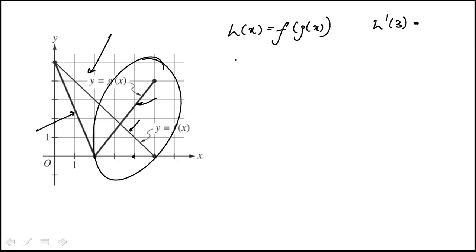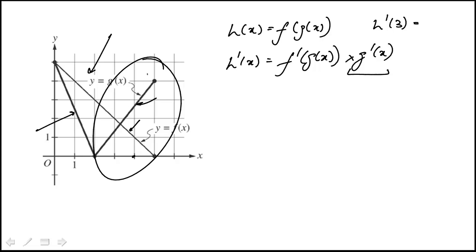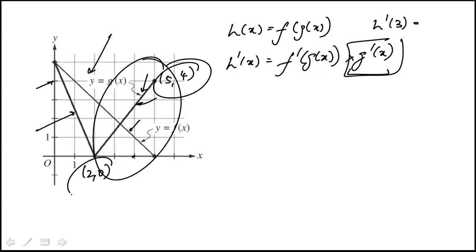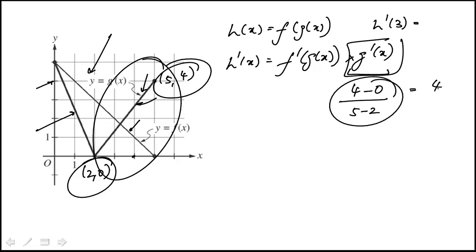And the fastest way to do this is to realize that the derivative of a composite function is the derivative of f at g of x times g prime x. And so g prime x is the derivative of this linear function, which is really its slope. Now that point is 5, 4, and this is 2, 0. So we can compute that by finding the slope between these two points.